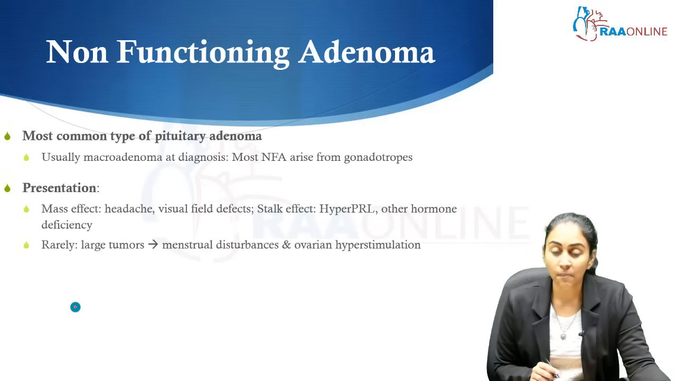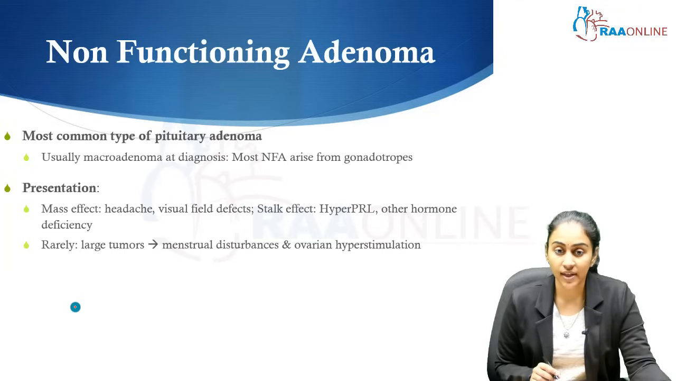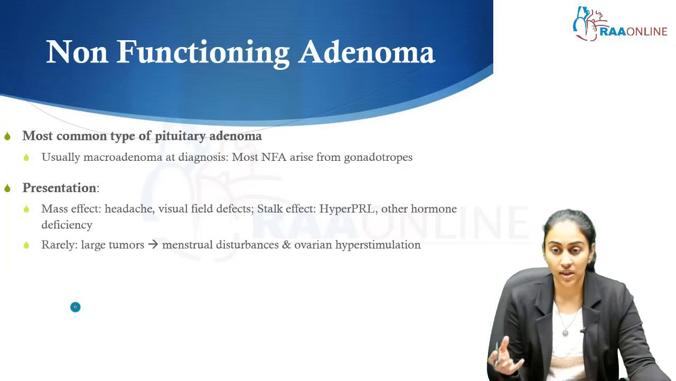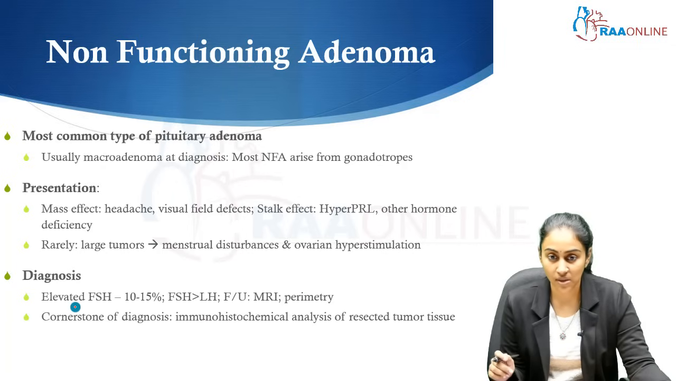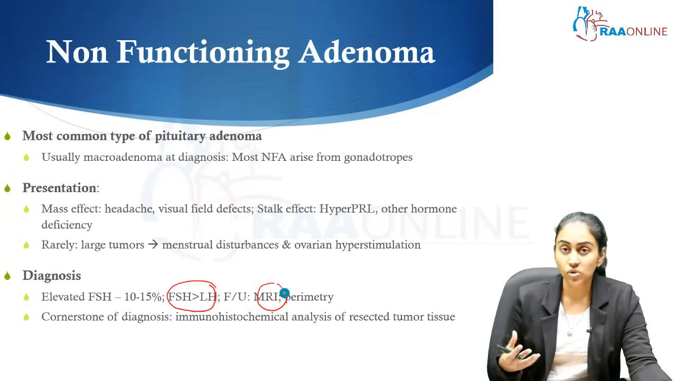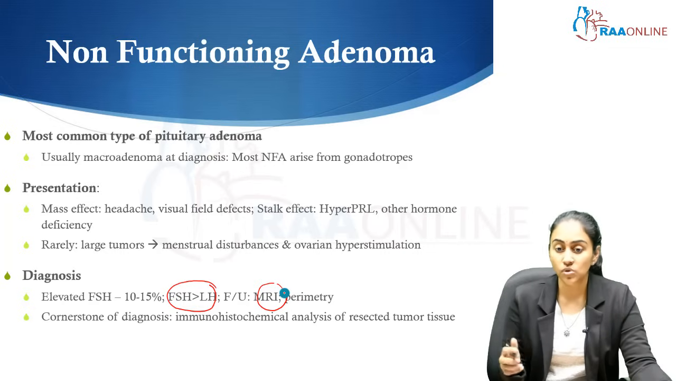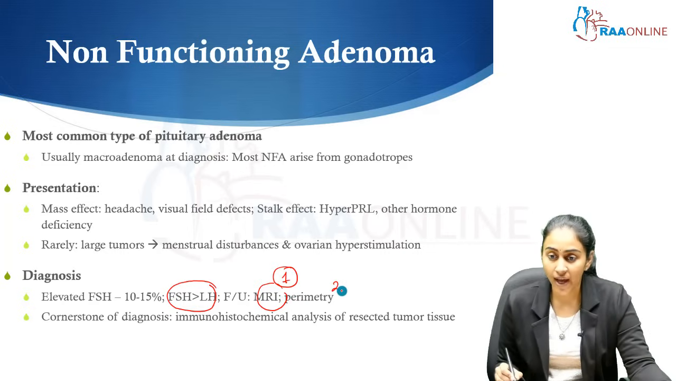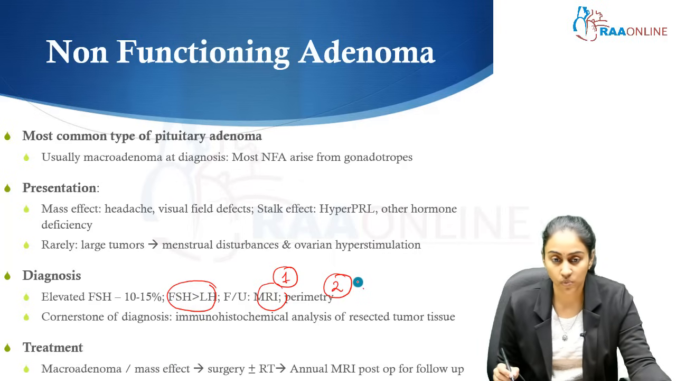They can present with mass effect or with stalk effect or with other hormone deficiencies, and rarely they develop very large tumors and they can present with ovarian hyperstimulation or menstrual disturbances. Diagnosis is usually on the imaging. Some patients may have elevated gonadotropins with the FSH being more than LH, and often because they are large tumors who present with mass effects, they are going to be diagnosed primarily with MRI and visual field testing. However, for these tumors, the cornerstone in diagnosis is going to be immunohistochemical analysis of the resected tumor tissue.